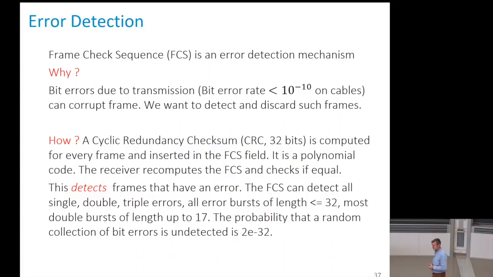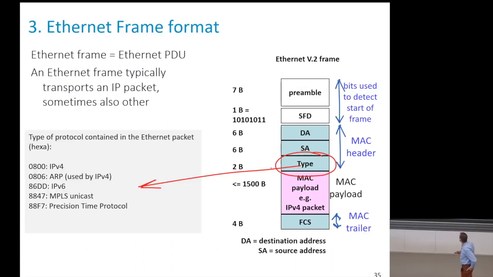Yes? Was it necessary to state what is the type of the packet that is included in the link frame? So why do we have a type here? Shouldn't it be of the use of whatever is contained in the... So the question is, why do we have a type here?